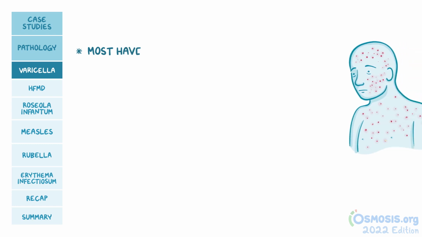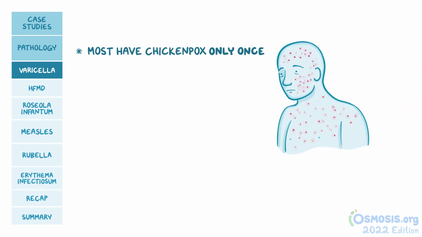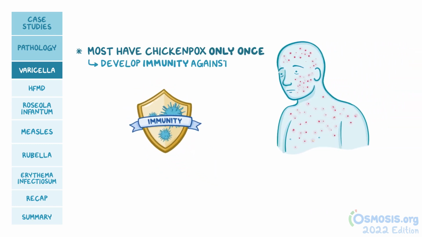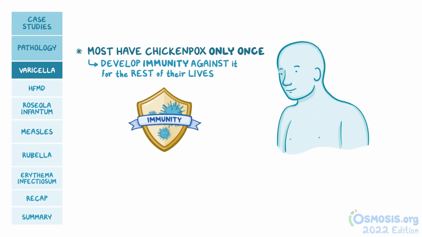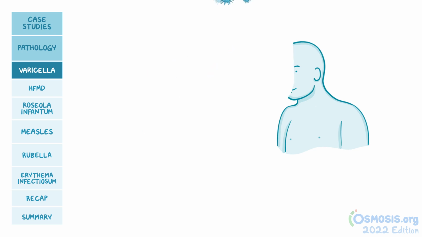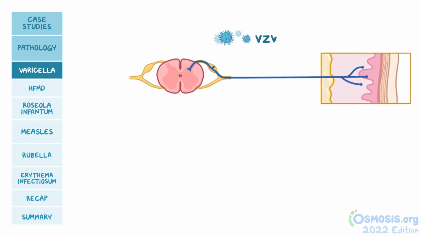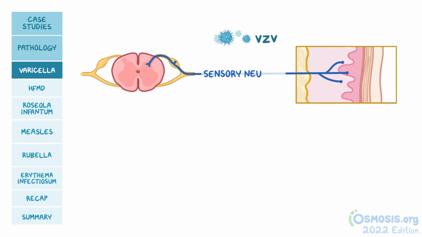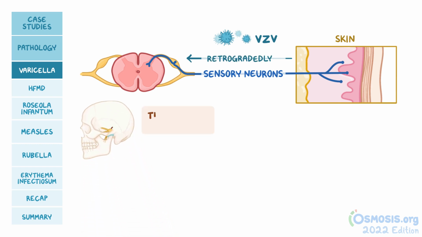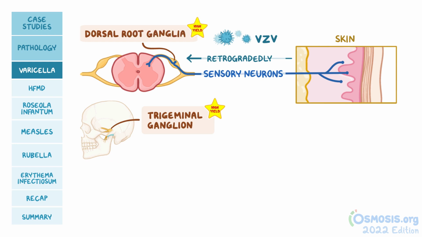Now, most individuals have chickenpox only once and will develop immunity against it for the rest of their lives. However, bear in mind that varicella zoster virus also infects sensory neurons in the skin and travels backward, or retrogradely, through the neuron to the trigeminal ganglion and the dorsal root ganglia, where it can remain dormant in a latent state for many years. And that's a high-yield fact.